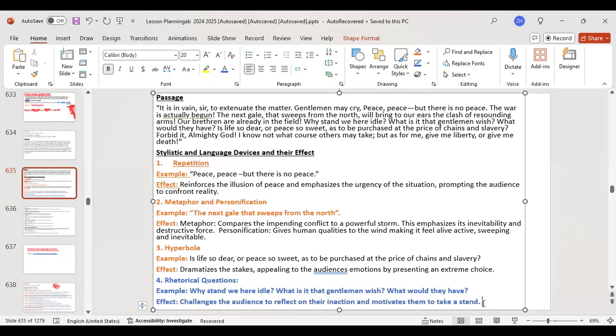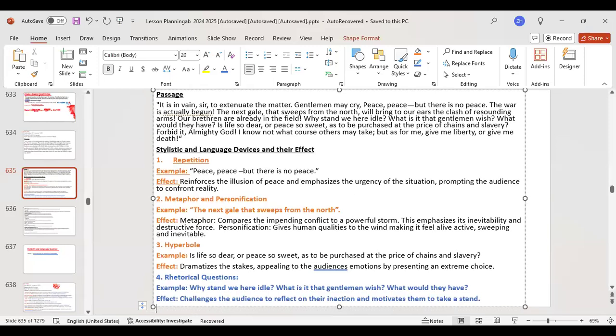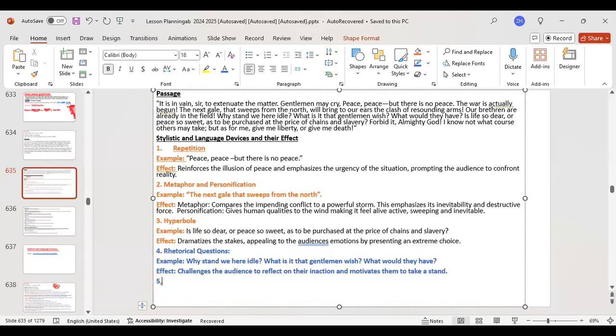And so Naya said that the clash of resounding arms is alliteration. You want to explain how you think that's alliteration, Naya? That's number 5. Because of resounding arms, the R sound. Very good. I agree. The R in resounding and the R in arms. So alliteration.